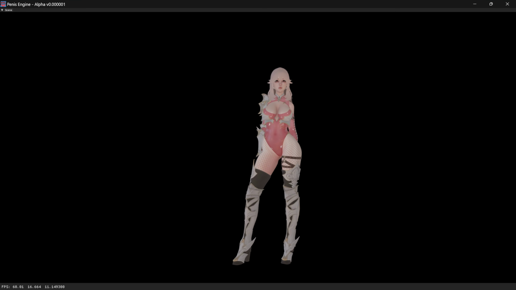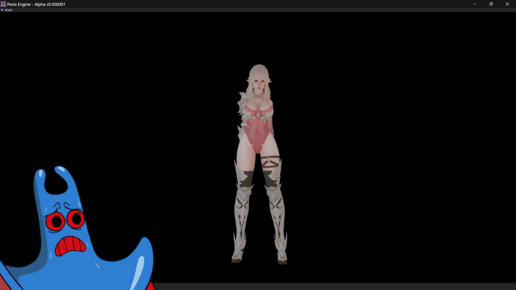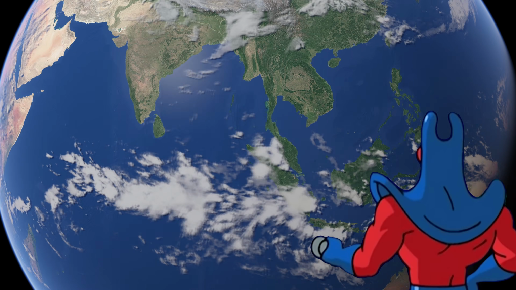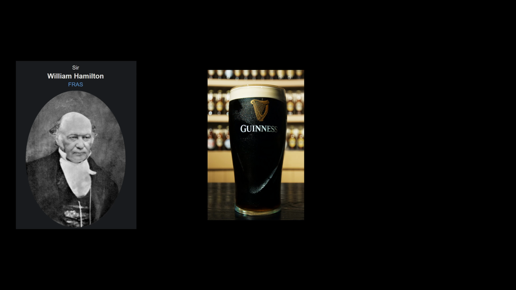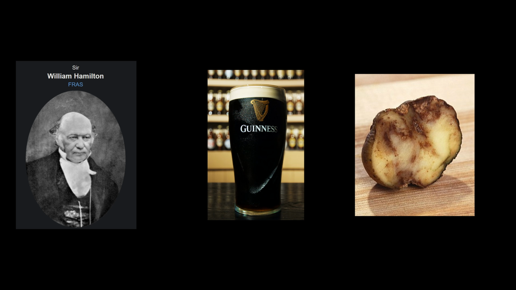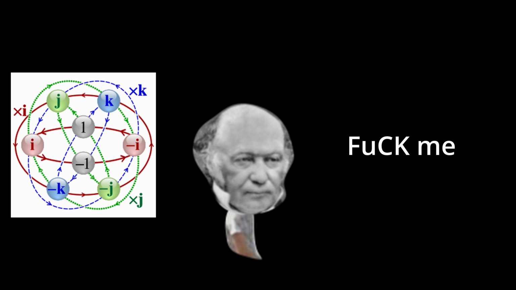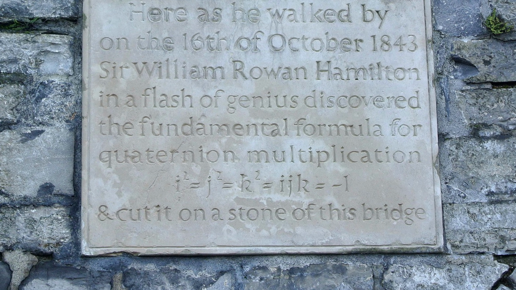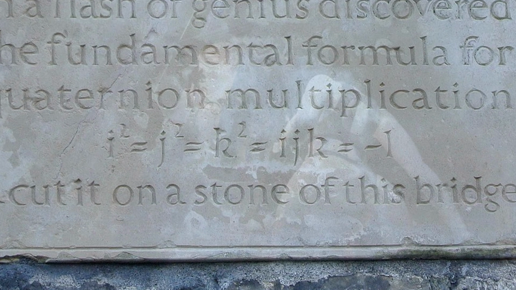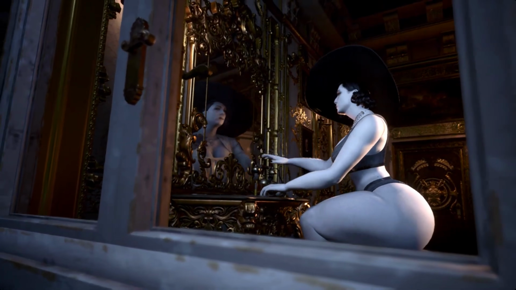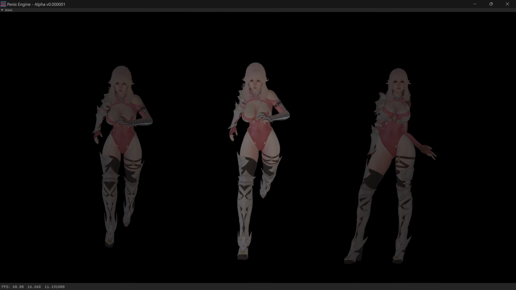Maybe we could do like an idle to run and... Oh yeah, fuck, we need to sort out blending. And to do that, we need to go all the way to Ireland, specifically to this bridge, where some fucking guy was walking around, probably drunk, begging for potatoes that weren't completely fucked up, when he suddenly conceived of a four-dimensional hypersphere that could describe rotation. And in an act of intense autistic fervor, he carved his formula into this bridge. And what we now know as quaternions make a lot of 3D games possible. Thanks, man. And I can now use them to blend these two animations together.